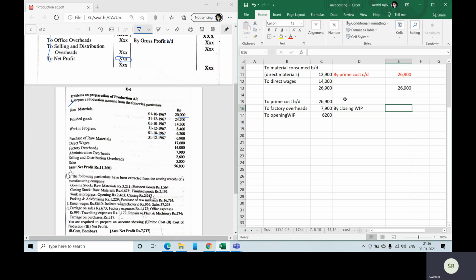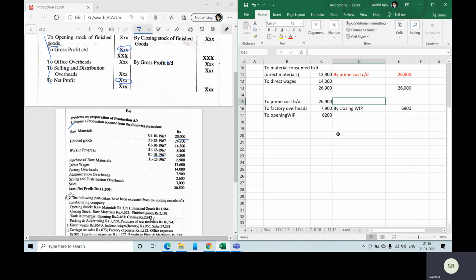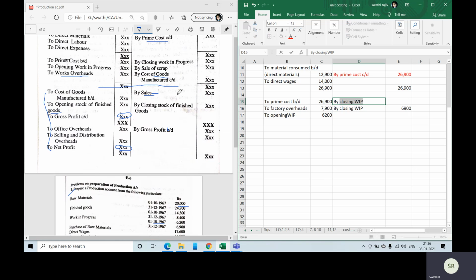WIP, it is 6,900. And finally, here we have sale of scrap, but in this question we don't have sale of scrap, so we need not do that. And you are ending up with cost of goods manufactured. Cost of goods manufactured is nothing but cost of production itself, manufactured carried down, and the balance is going to be, just quickly check, this is 41,000, right?